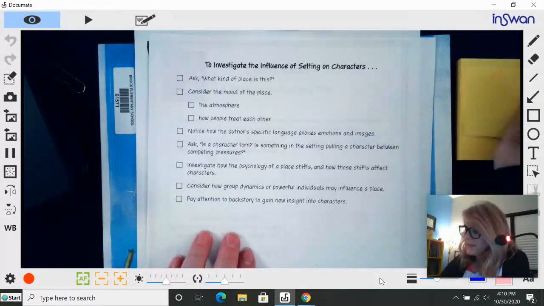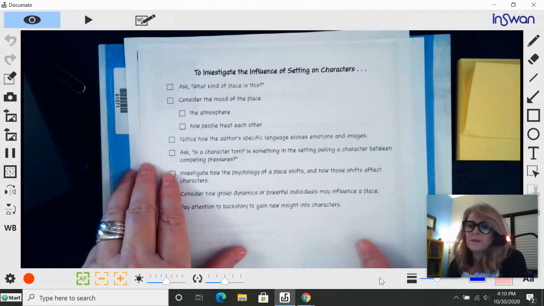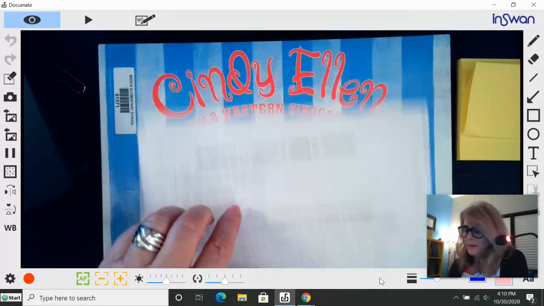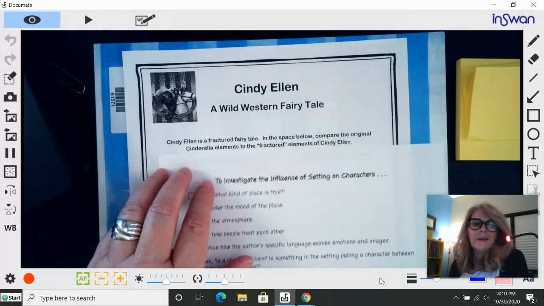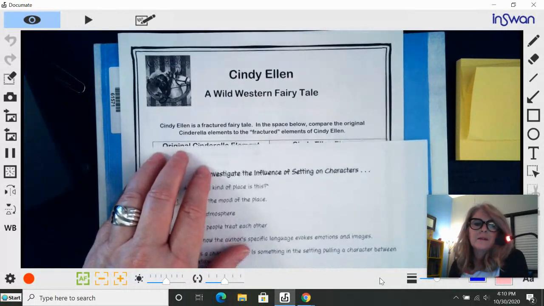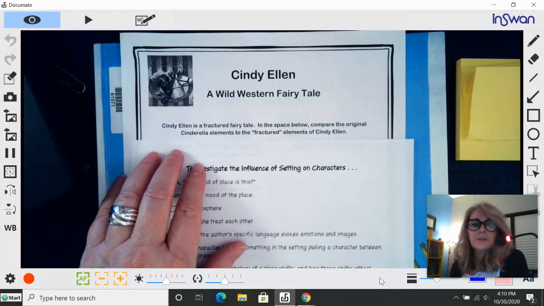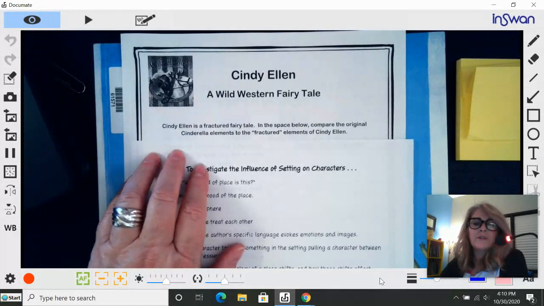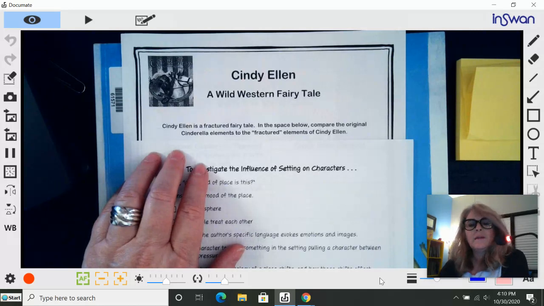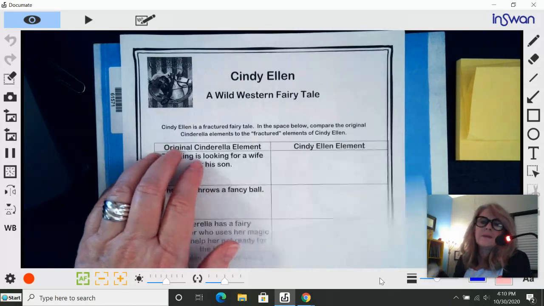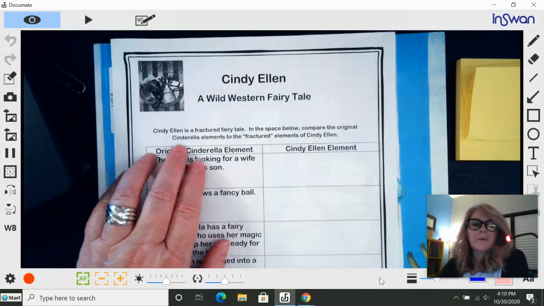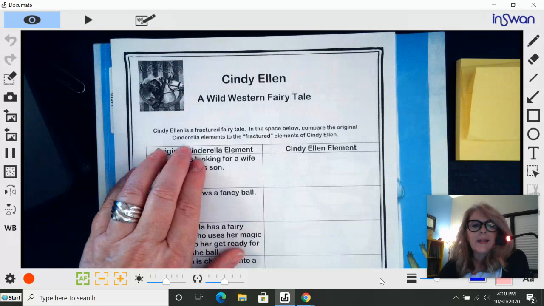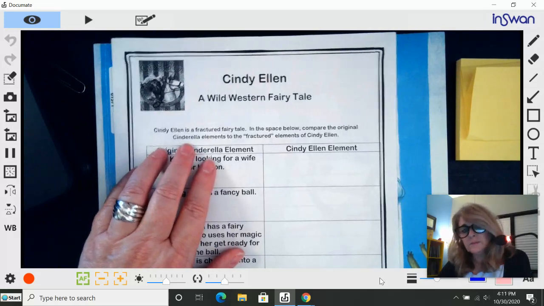And I'm going to extend that today a little bit, and we're going to talk about a fractured fairy tale today. A fractured fairy tale is a book that's similar to a fairy tale that you know and love and you grew up reading probably. The one we're going to talk about today is called Cinder Ellen. Okay, you may or may not have read that story before, but we're going to read it today. It is a take on the original Cinderella, okay?